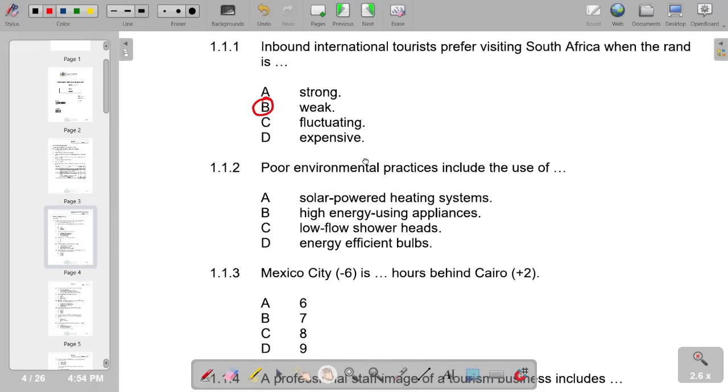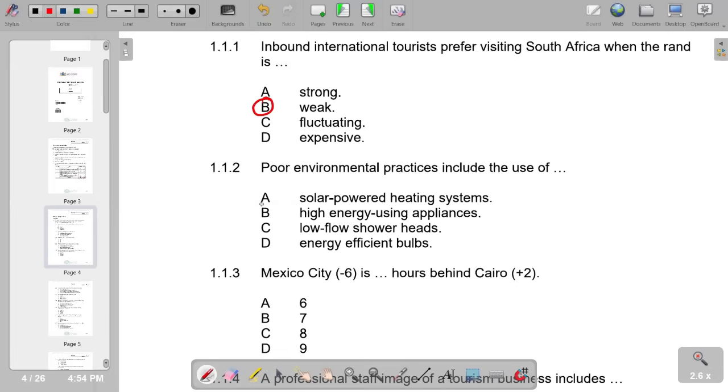Poor environmental practices include the use of... The correct one, which shows a poor environmental practice, is high energy using appliances, because you will be wasting energy. So in that case, it is a poor environmental practice. Then we go to number 3.